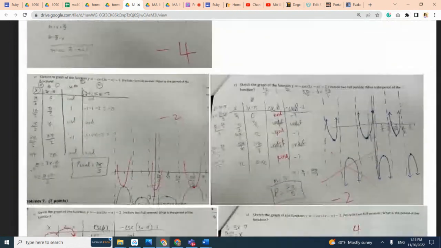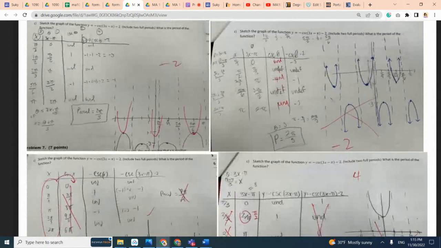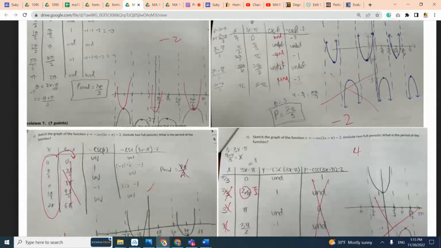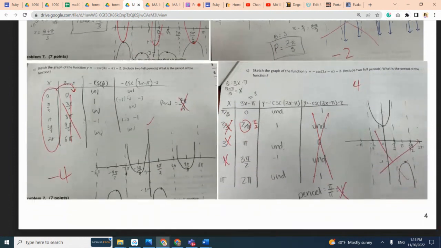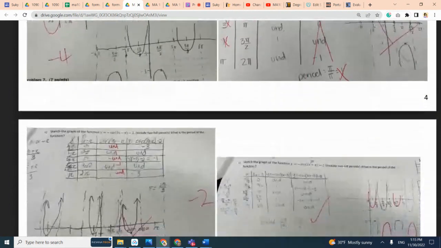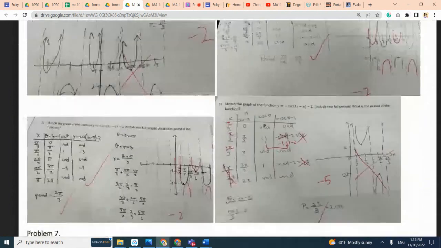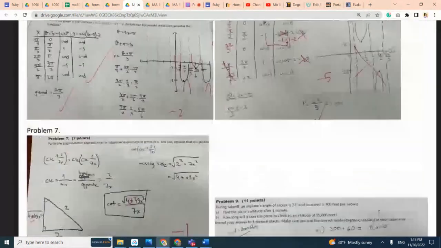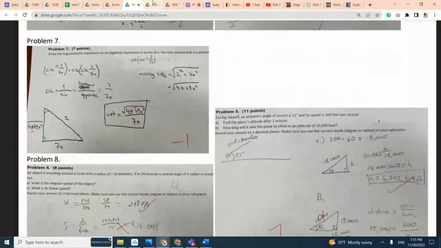Okay, so these are the common mistakes. And for cosecant and secant, it is up, down, up, down. And then these are the theta values. Oh, this is pi over 2, not 2 over pi. So be careful. Those are also common mistakes. Okay, next problem.